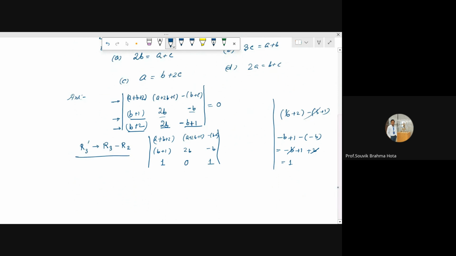Now to simplify our row 1 a little bit, what should we do? Just subtract row 2 from row 1.